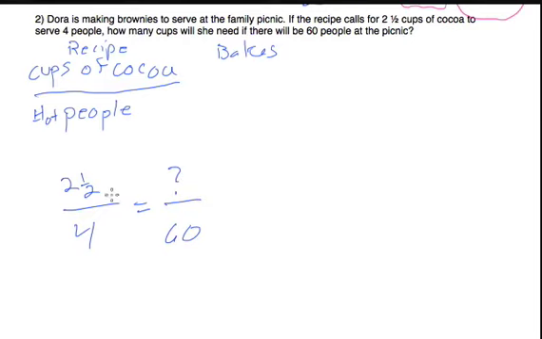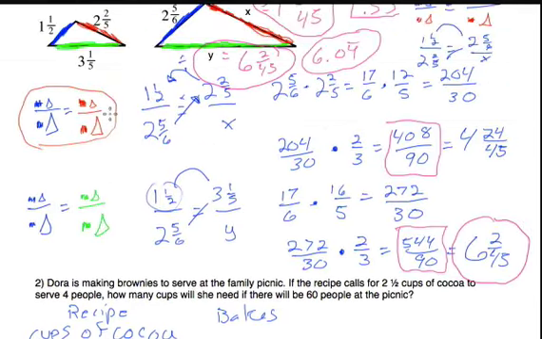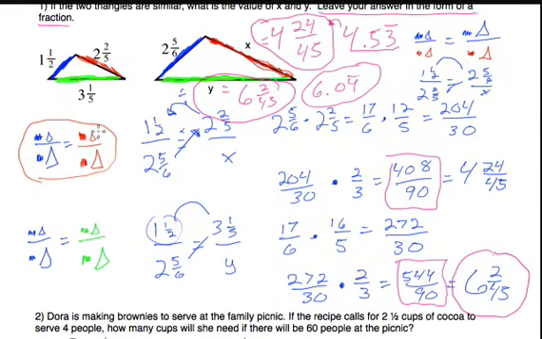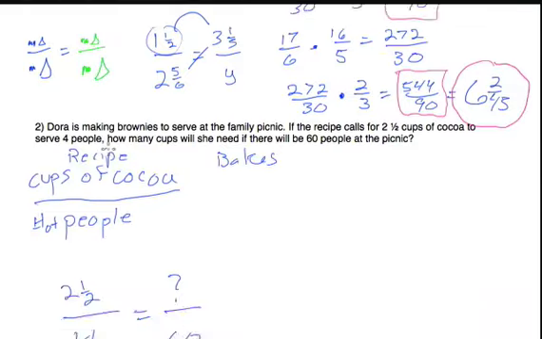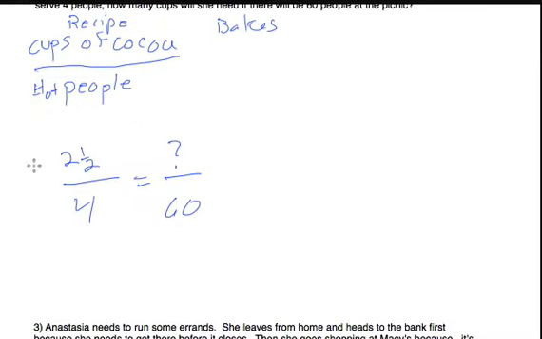Notice, this is the same thing that I did over here. I'm looking at the big picture. See, blue to blue, red to red, small on top, big on bottom. Here we've got cups of cocoa to number of people, with cups of cocoa on top and number of people on the bottom. It's the same thing. You could set this up in a different way. You could do cups of cocoa to cups of cocoa, number of people to number of people, with the recipe on top and real life on the bottom. Any way you want to do it. Just make sure that you're setting up your proportion correctly, because if you don't, you're going to get the wrong answer.